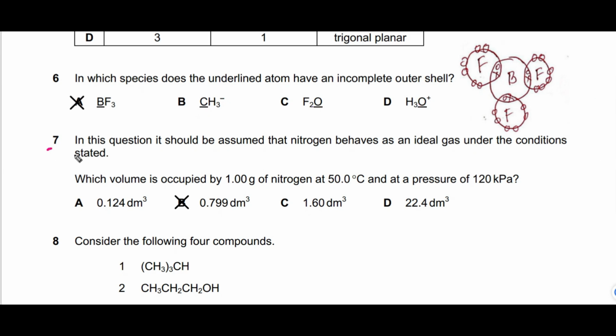Number 7. In this question, it should be assumed that nitrogen behaves as an ideal gas under the conditions stated. What volume is occupied by 1 gram of nitrogen? Mass is given, 1 gram. Temperature 50 degrees centigrade and pressure 120 kilopascal. So the question is asking to find the volume. If you calculate, you will get answer B, 0.799 dm cube. So how do you solve it, you see.